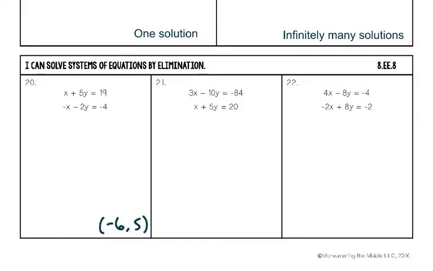Let's look at number 21. These don't automatically cancel. So I need to manipulate this second equation so that it can cancel, because I know I have a negative next to the y and a positive next to this y. So if I can get 5 to 10, these will cancel. The way to get from a 5 to a 10 is to multiply by 2. I'm going to multiply the whole second equation by 2.